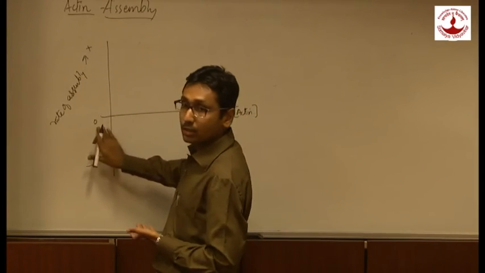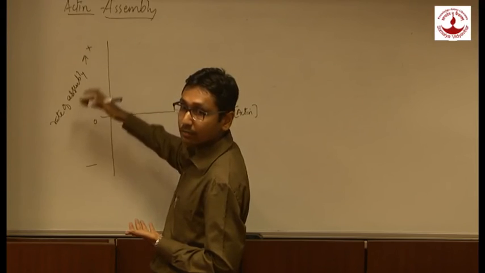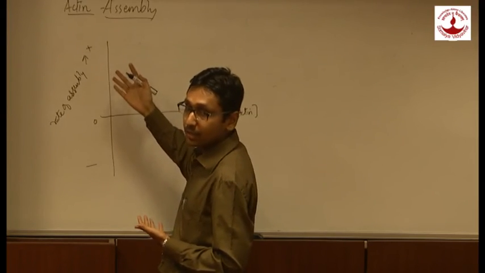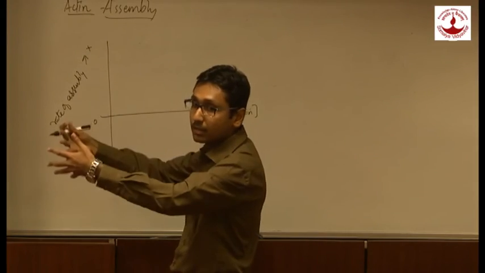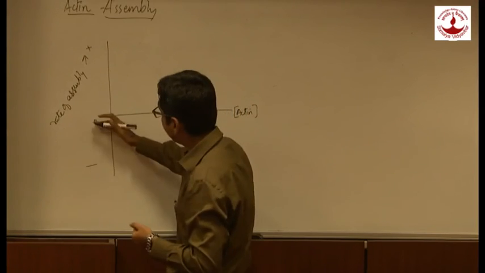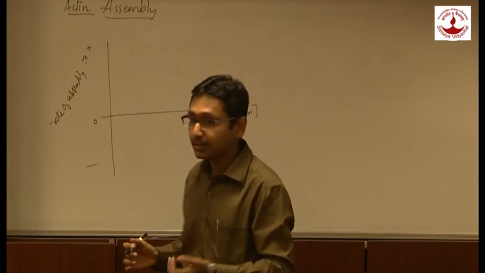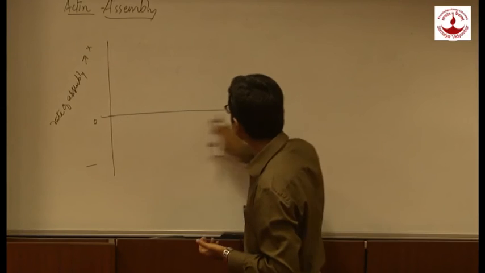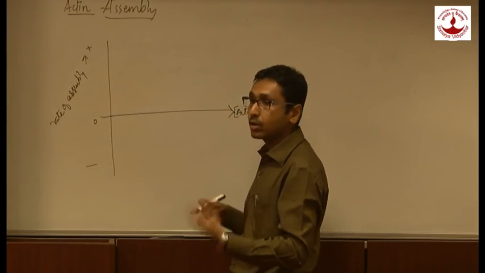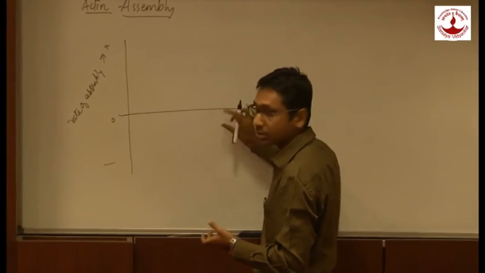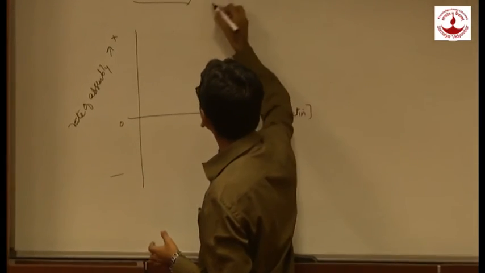Above the 0 line, you have assembly, which means the filament is forming, and below it you have disassembly occurring. As you go towards the right, you see the actin concentration increase. This is the actin concentration, and this is a case where there is no ATP.